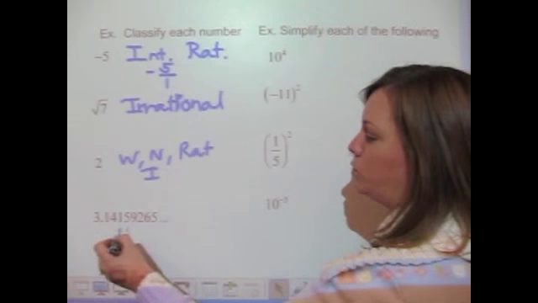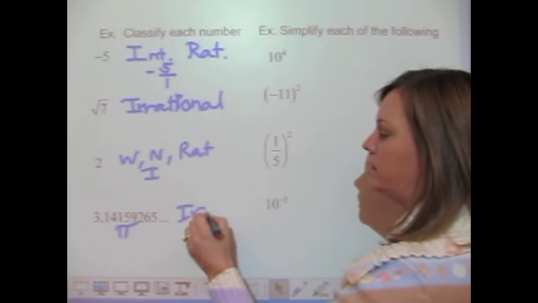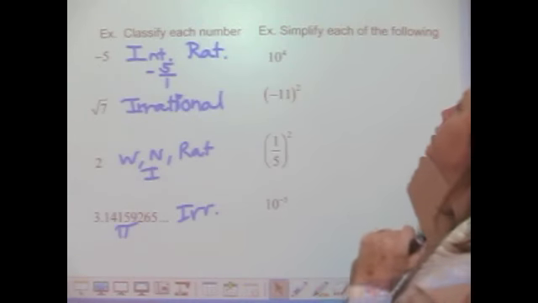3.145159265. We talked about this one. This is really pi. That's irrational. All right, let's simplify each of these.